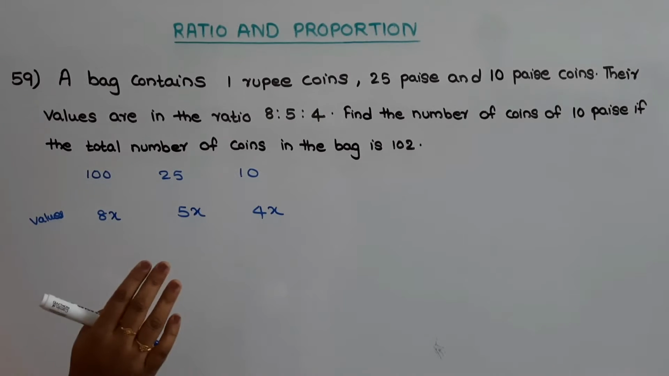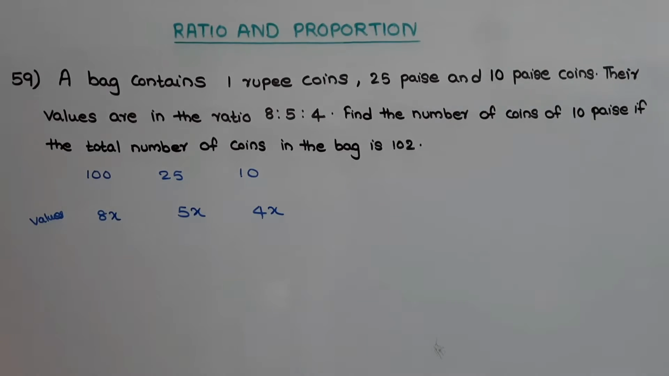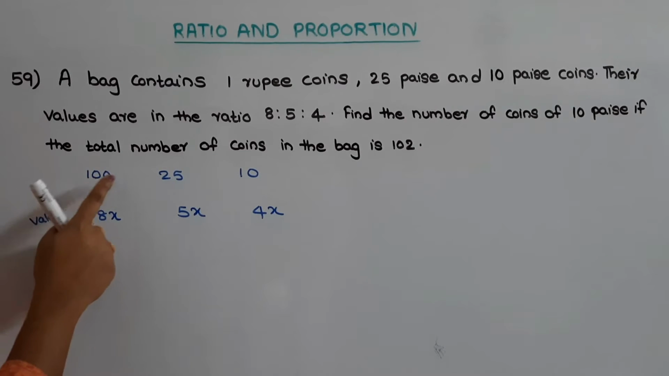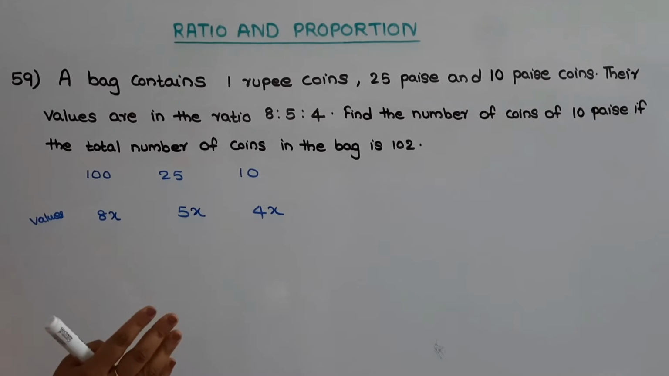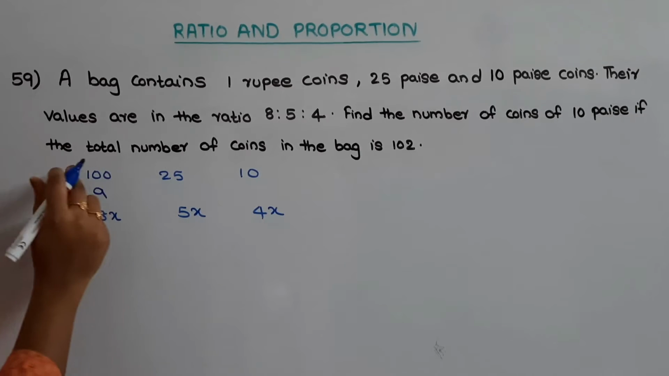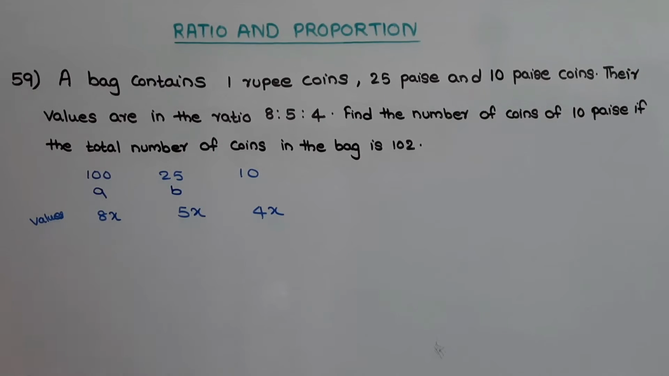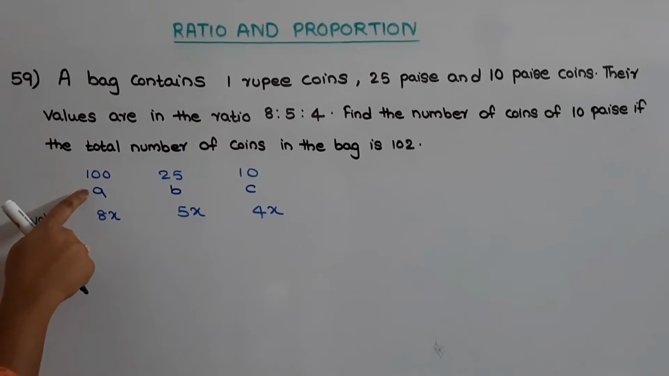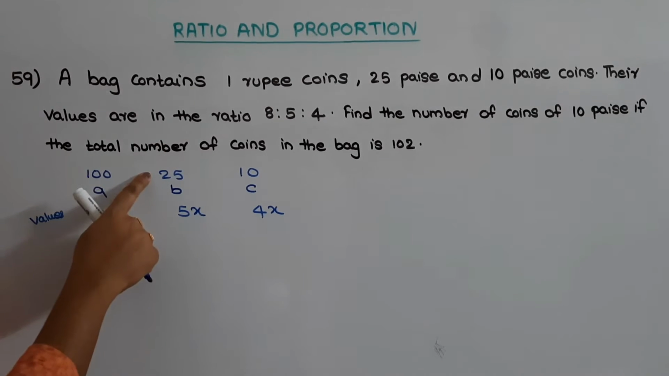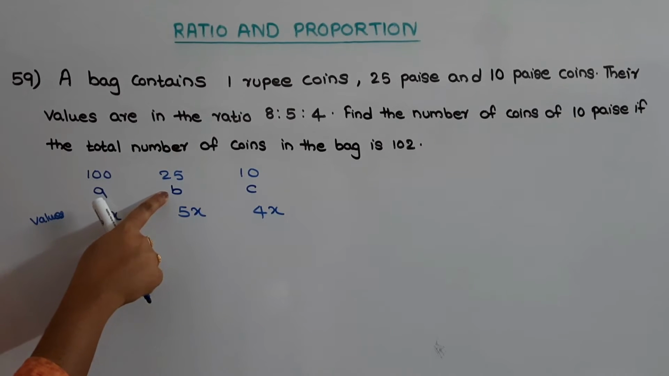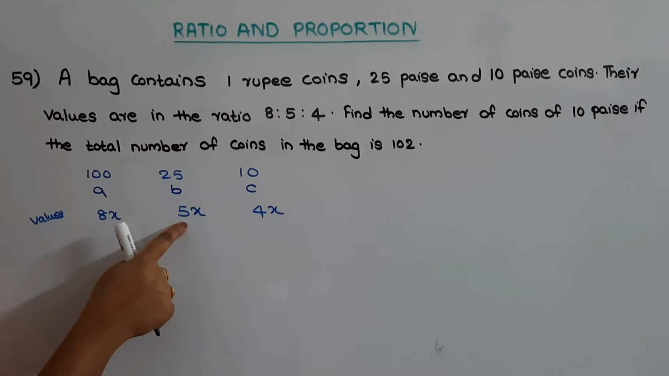They have given the total number of coins in the bag as 102. So first of all we need to find the ratio of the number of 100 paise, 25 paise and 10 paise coins. For that, let us consider there are A number of 100 paise coins, B number of 25 paise coins and C number of 10 paise coins. We know that 100 paise into the number of 100 paise coins will be equal to its value, and 25 paise into the number of 25 paise coins will be equal to its value.